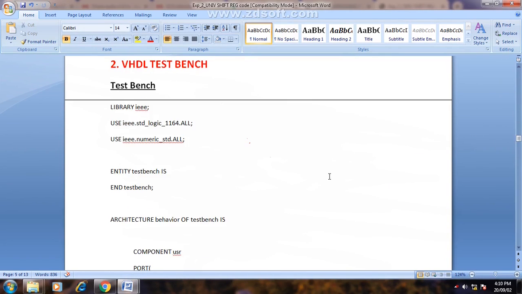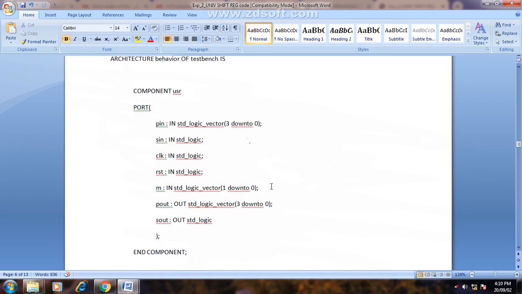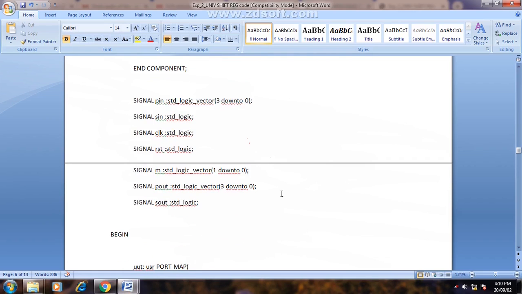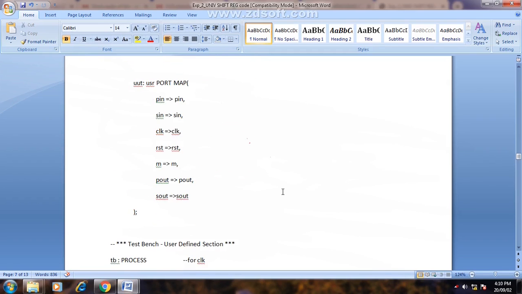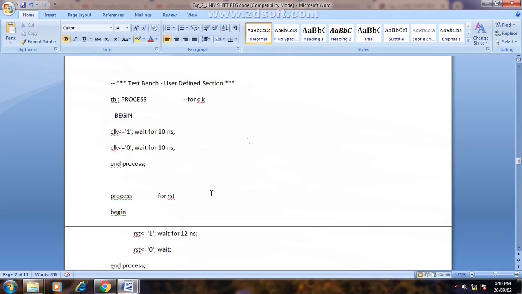Then for simulation purpose, we have to write down the test bench. So in the test bench, we'll be providing the values to all the inputs which we have considered while writing the code. So here entity test bench is n test bench. Then in the architecture, we have to declare the component which is there in the VHDL code. So the same names are used here in the component, and same signals are used whatever is there in the main code. Here in port map, that's why you could see P in is mapped with P in, S in is mapped with S in, and so on.